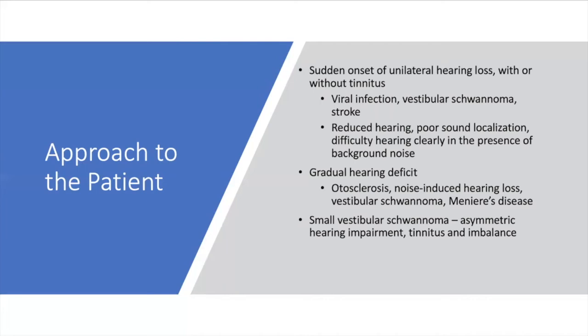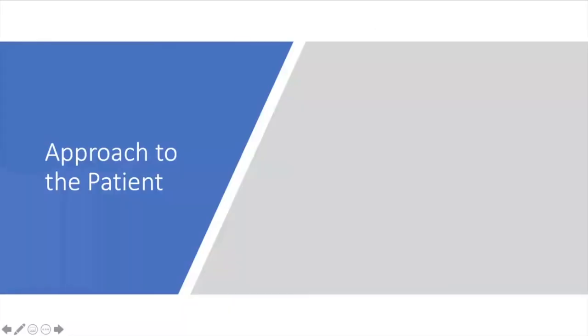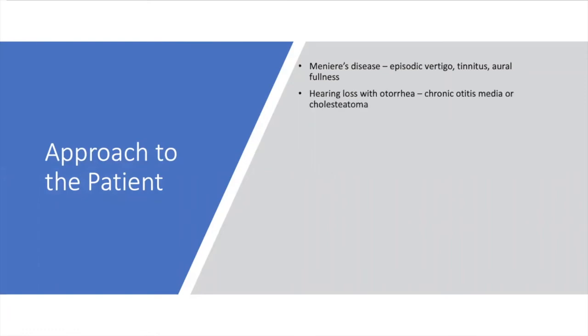Small vestibular schwannomas typically present with asymmetric hearing impairment, tinnitus, and imbalance. Cranial neuropathy, in particular of the trigeminal or facial nerve, may accompany large tumors. Meniere's disease may be associated with episodic vertigo, tinnitus, and aural fullness. Hearing loss with otorrhea is most likely due to chronic otitis media or cholesteatoma.